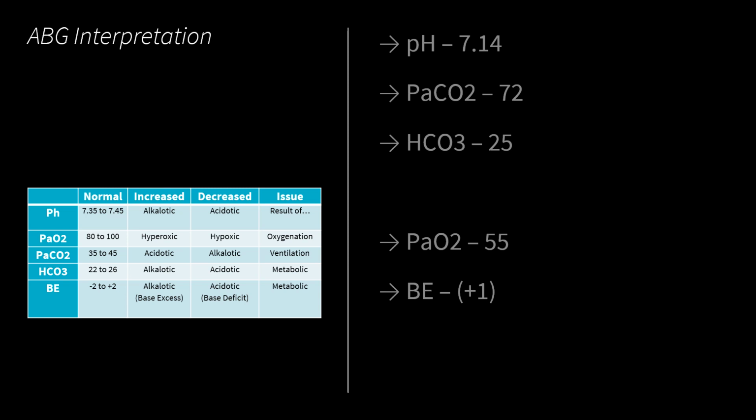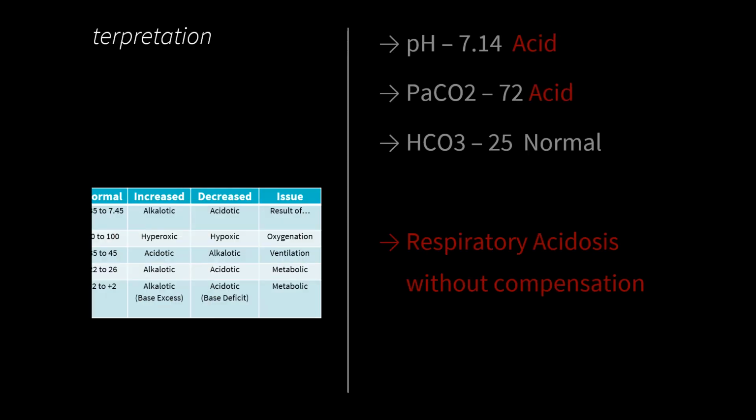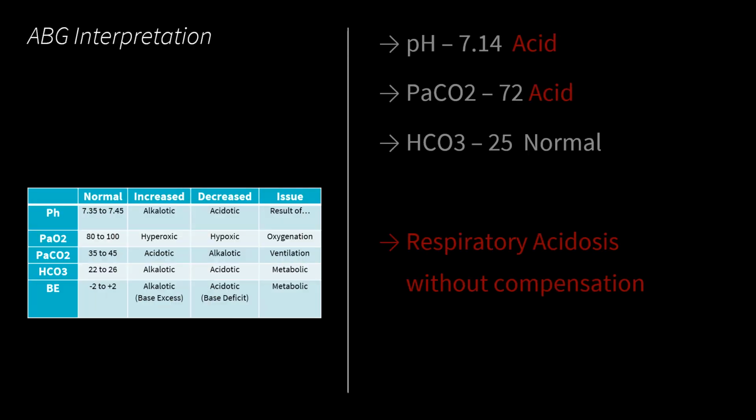So let's see what our interpretation would be on this one. Our pH is an acid, our CO2 is an acid. So this is respiratory acidosis without compensation. This would match like an opiate overdose, where you have acute respiratory failure without giving the kidneys time to help compensate there.